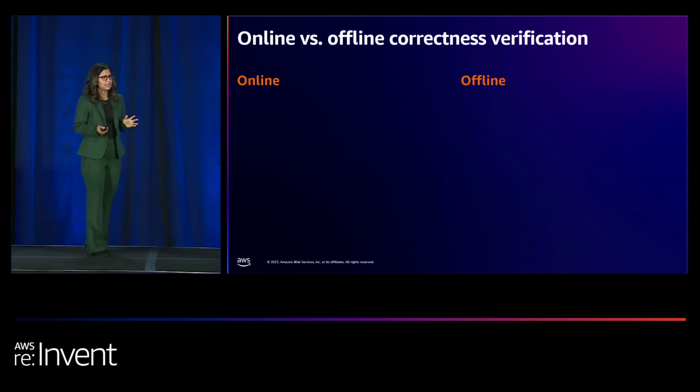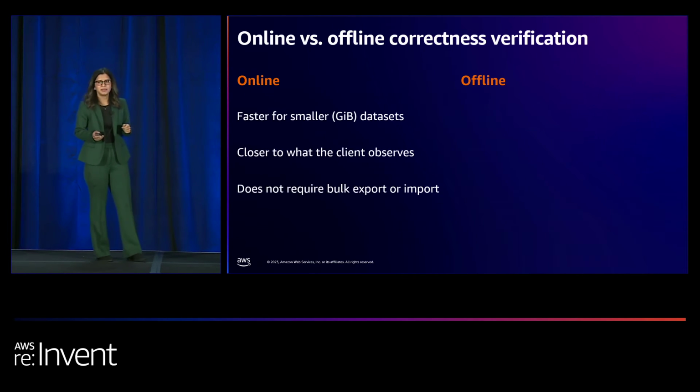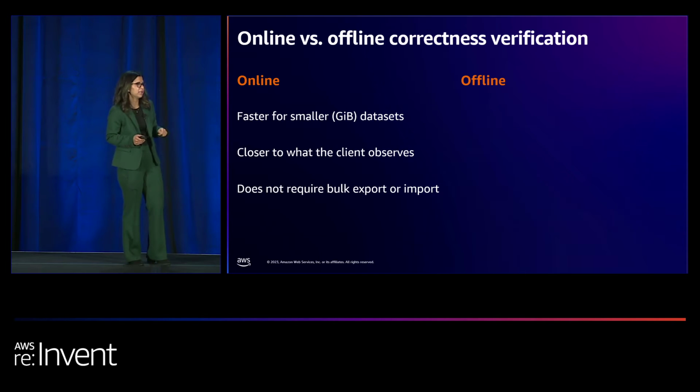Now let's highlight some key differences between online and offline comparison. Online comparison is very efficient for a smaller data set. If we try to perform it for a larger data set, then it might place a huge burden on the system and degrade its performance. It is also closer to what the client observes because it points to the real-time data in the system, unlike snapshots or backups which may or may not be updated.